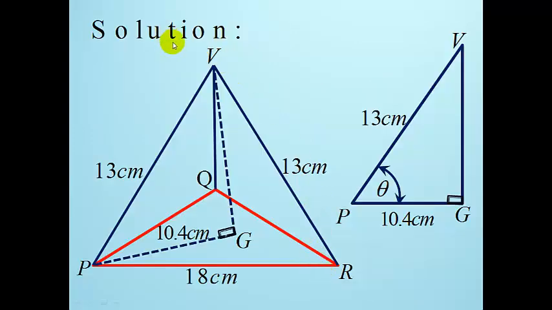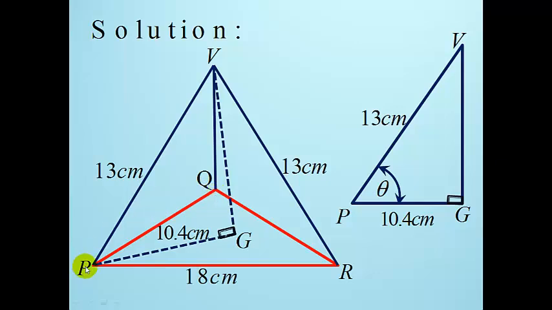Now let's look at the solution. We are given the pyramid with PQR to be the base. That is the equilateral triangle. So the distance from P to R is 18 centimeters. The distance from R to Q will also be 18 centimeters. And the distance from P to Q will also be 18 centimeters because it's an equilateral triangle.